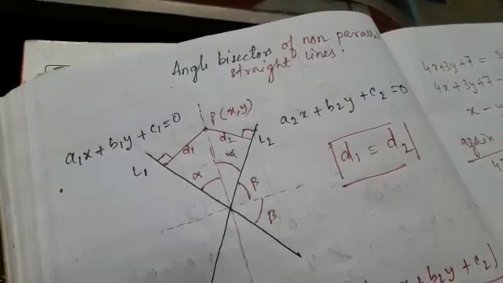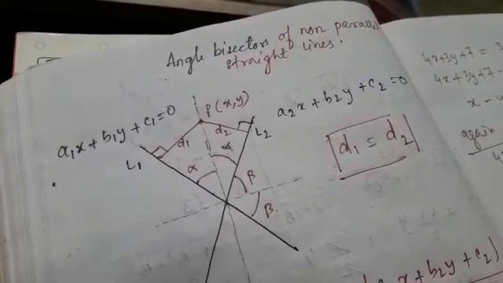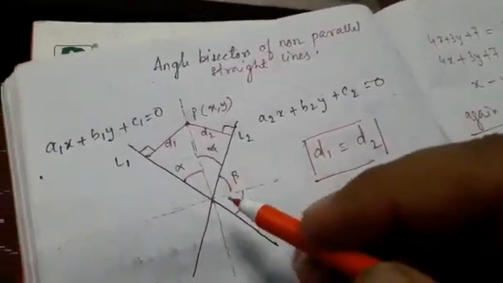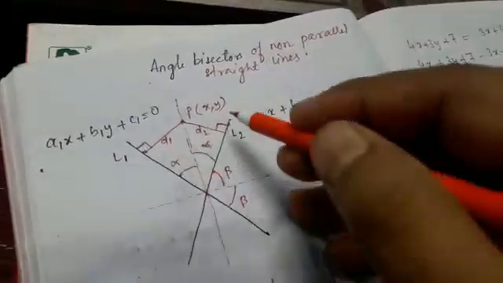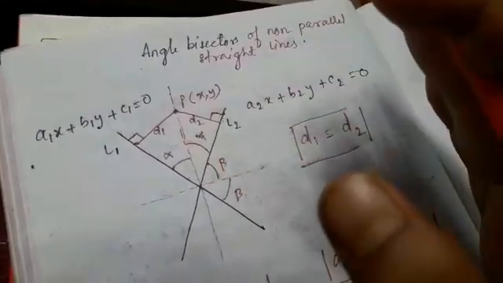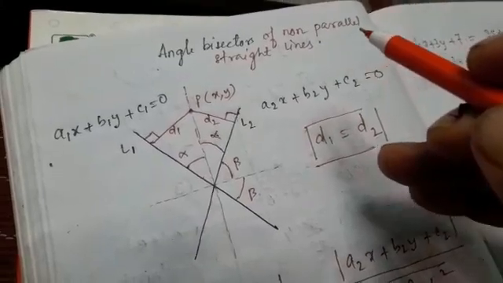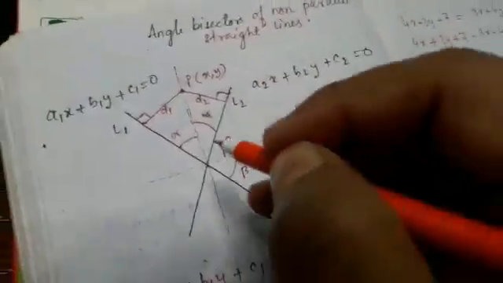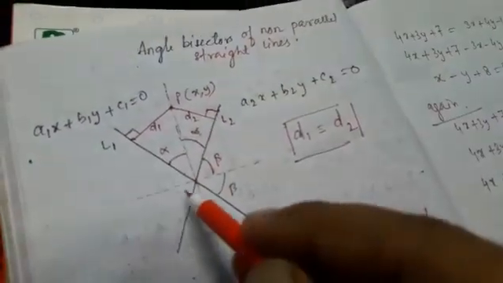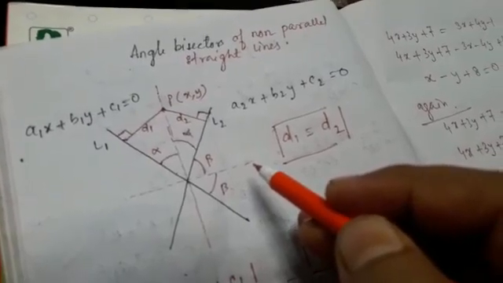Hello students, today we are going to learn the angle bisector of non-parallel straight lines. Now see these two black lines, they are two straight lines. Since they are not parallel, they are intersecting straight lines. Fine. And we have to find the equation of the bisectors. So these red dotted lines which you can see are the bisectors of the two straight lines, right?